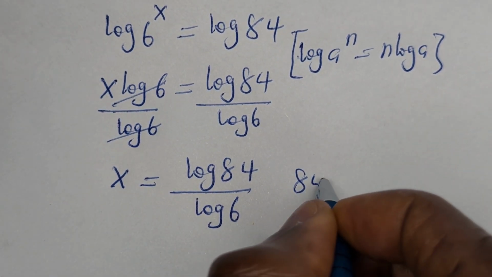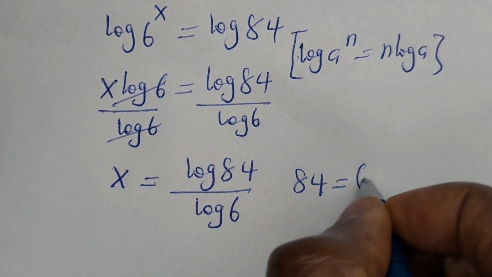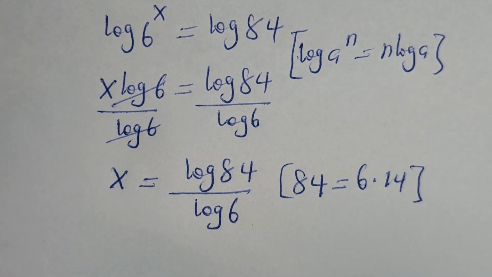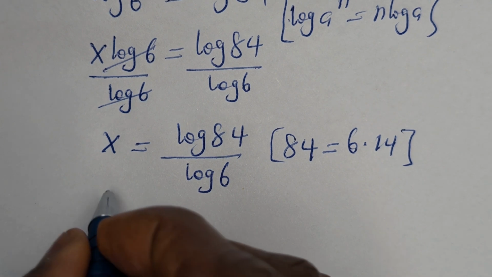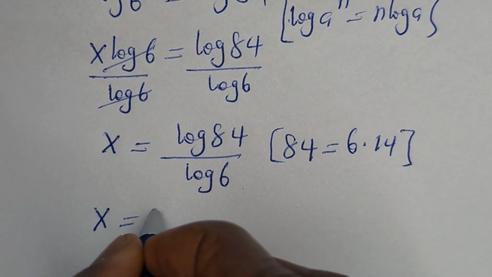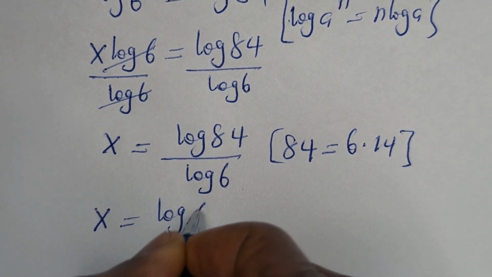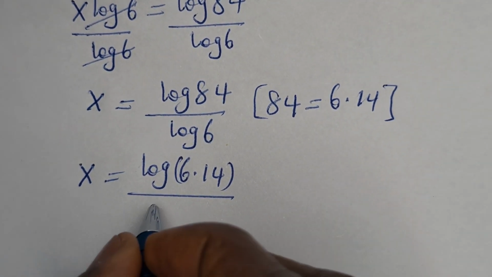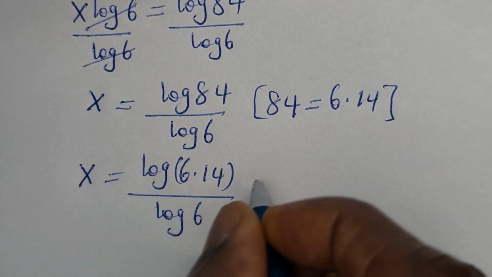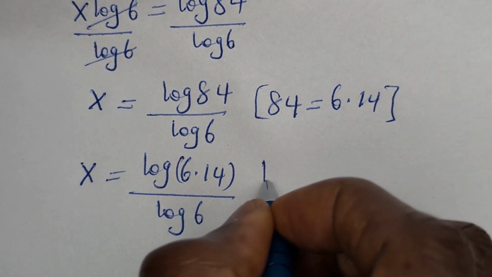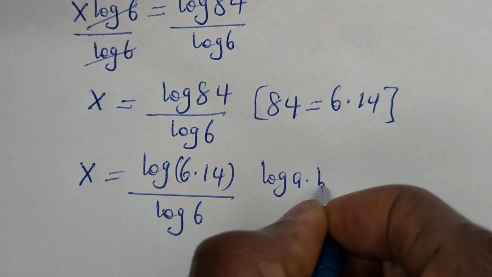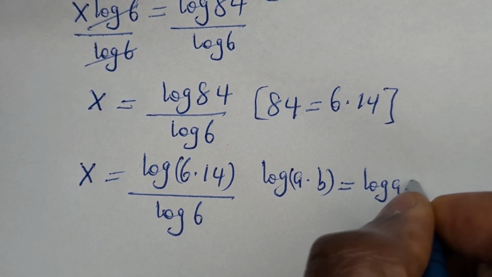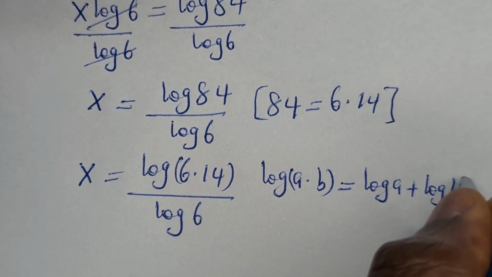84 is equal to 6 multiplied by 14. Then x is equal to log 6 multiplied by 14 divided by log 6. If you have log a multiplied by b, this is equal to log a plus log b.